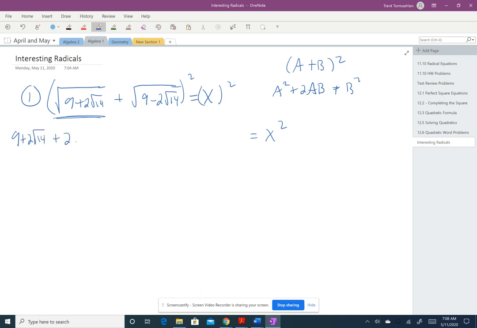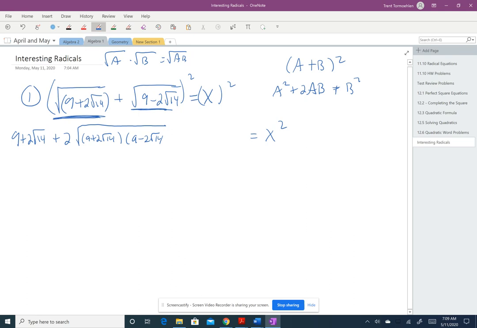Then it's going to be 2 times this times that. When you multiply those together, if I have radical A times radical B, that just equals radical AB. So it's going to be the square root of 9 plus 2 root 14 times 9 minus 2 root 14. And then it's going to be the last one squared, which will give you 9 minus 2 root 14, because you just got a radical and you're squaring it. Notice the good thing that happened here, which is one of the reasons why we're doing this: the 2 root 14 and the negative 2 root 14 canceled out. So that gives me 18.